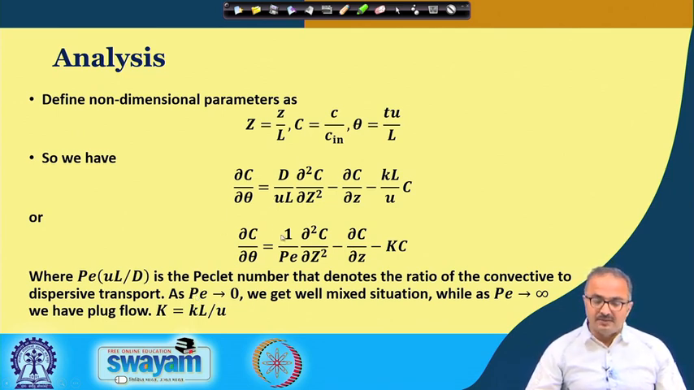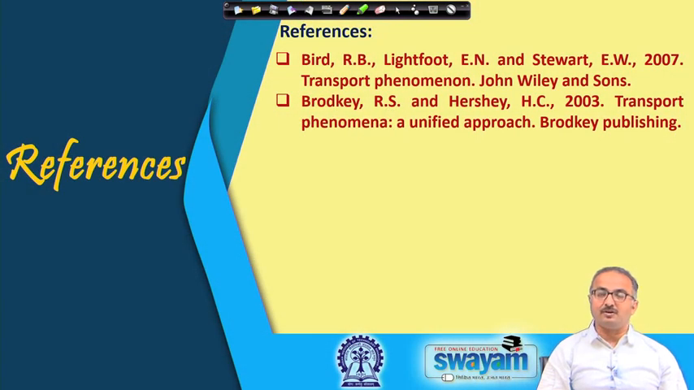Here we obtain this equation in terms of the Peclet number, and another non-dimensional rate constant, which we find in terms of the capital K. This is how we are able to reduce the dimensional equation to the non-dimensional equation. More elaboration of these principles and theories may be found in these particular references.